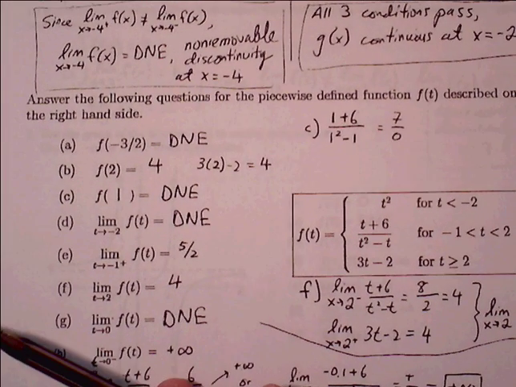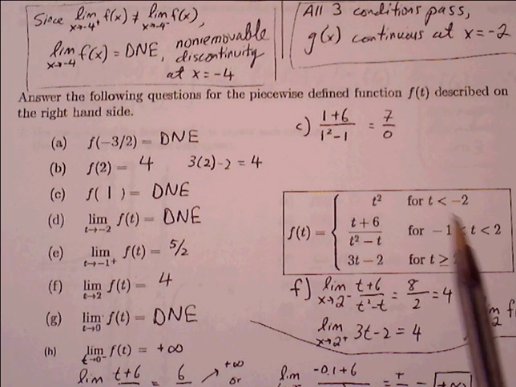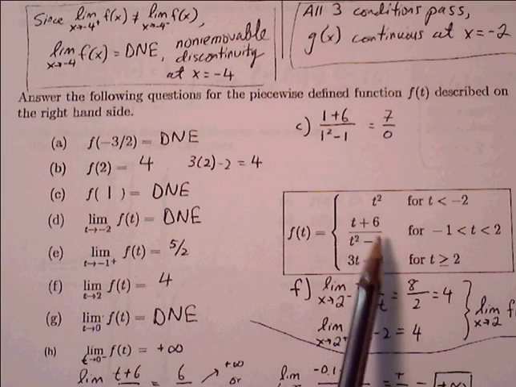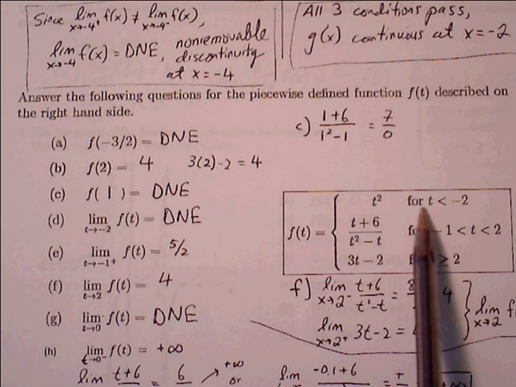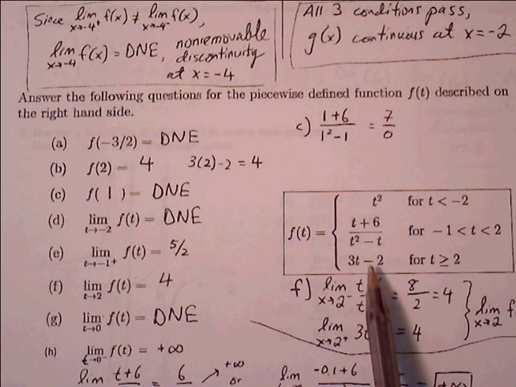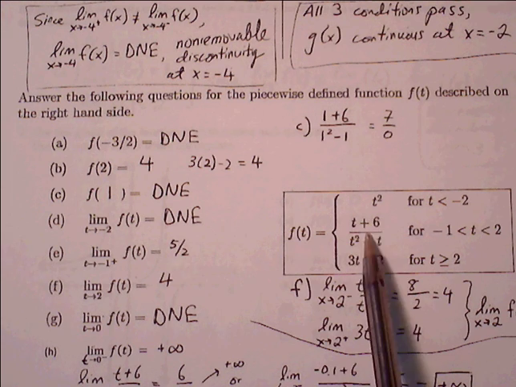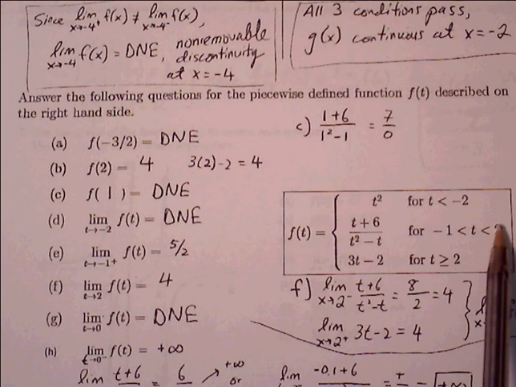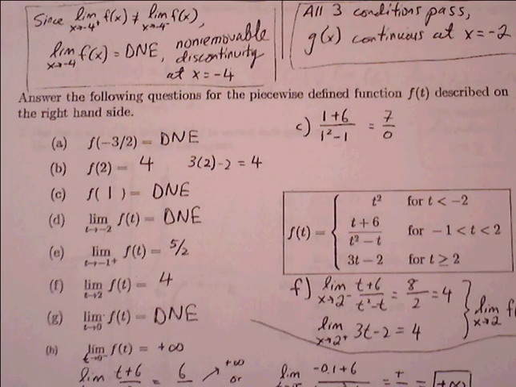All right, last part here. Answer the following questions for the piecewise defined function. So we're answering these questions based off of this piecewise function. Here we have three separate branches. We have a graph that exists to the left of negative 2. We have a graph that exists between negative 1 and 2. And then we have another graph that exists to the right of 2. So three separate branches, and they may or may not connect at these endpoints. All right, so f of negative 3 over 2.